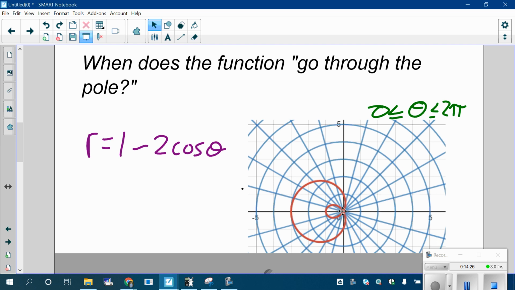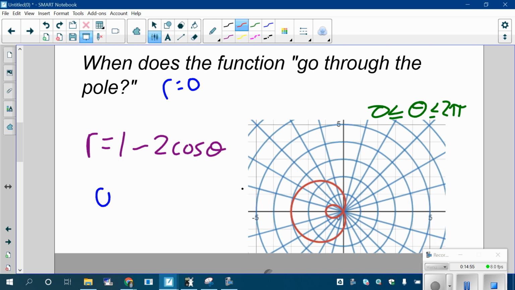When does it go through the pole? If you think about what going through the pole means, they're asking you for the theta that happens at. And when you go through the pole, that means your r is 0, right? You're 0 away from the pole. So how do you figure out when a polar function goes through the pole? You set the radius equal to 0.